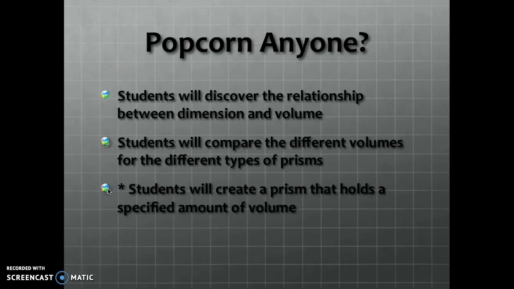The lesson is entitled Popcorn Anyone. Here, students will discover the relationship between dimension and volume. Students will compare the different volumes for different types of prisms. My modification to the lesson was that I would have students create a prism that holds a specified amount of volume. I didn't specify the amount of volume because I would not have the whole entire class do the same amount of volume. I would break the students up into groups and assign them each their own different size volume.